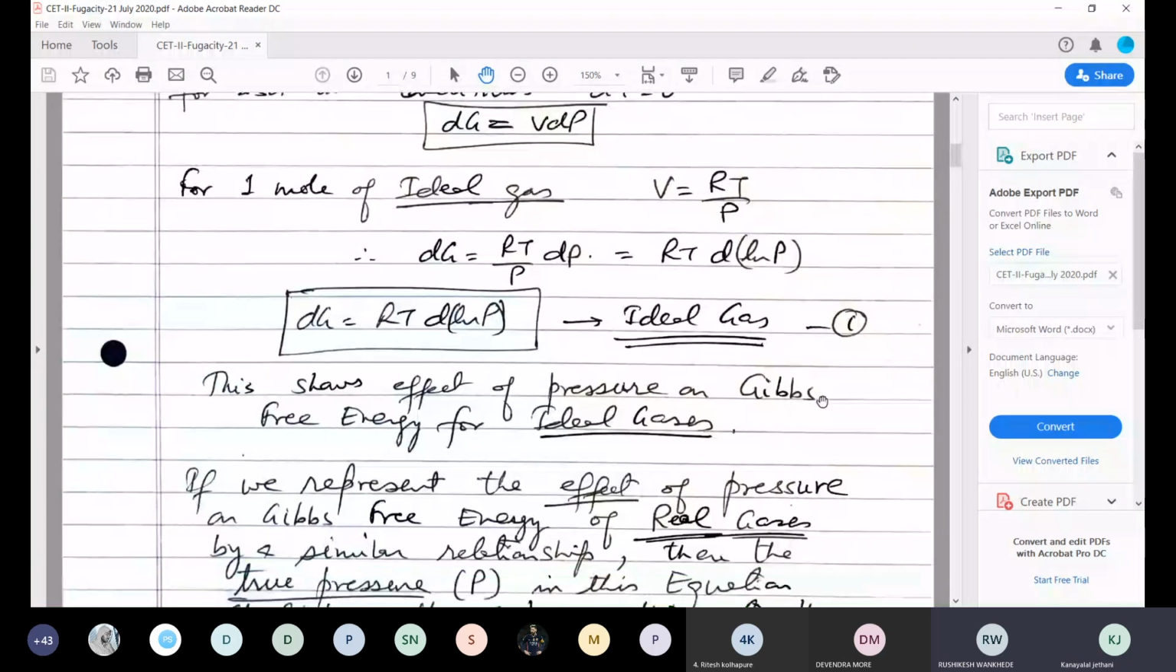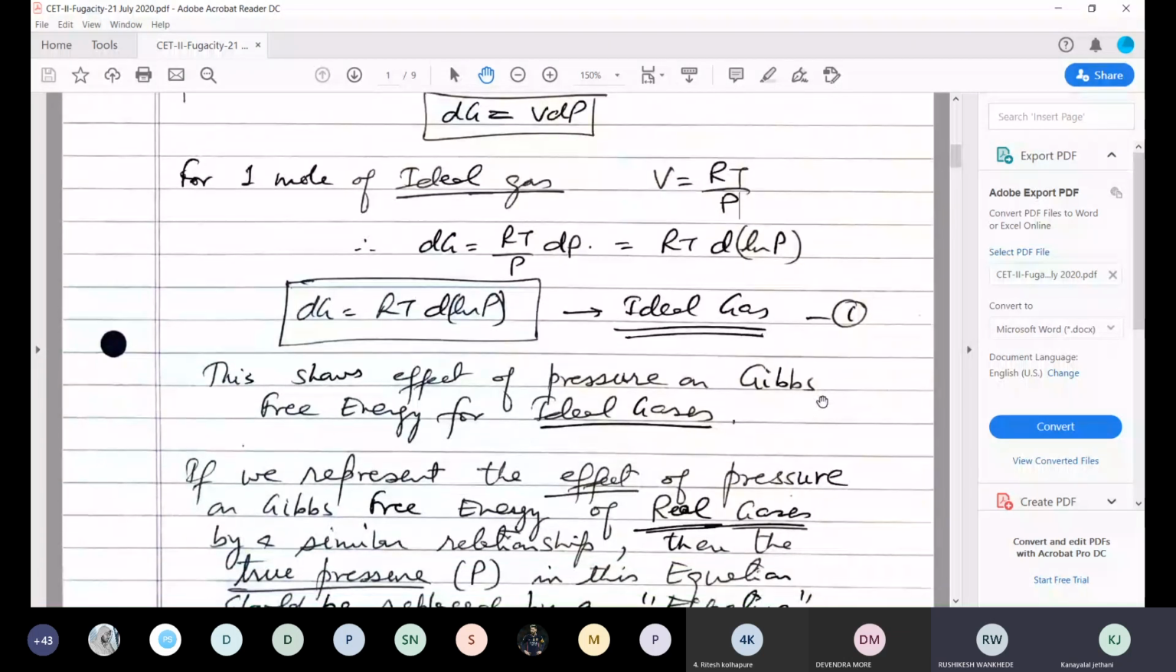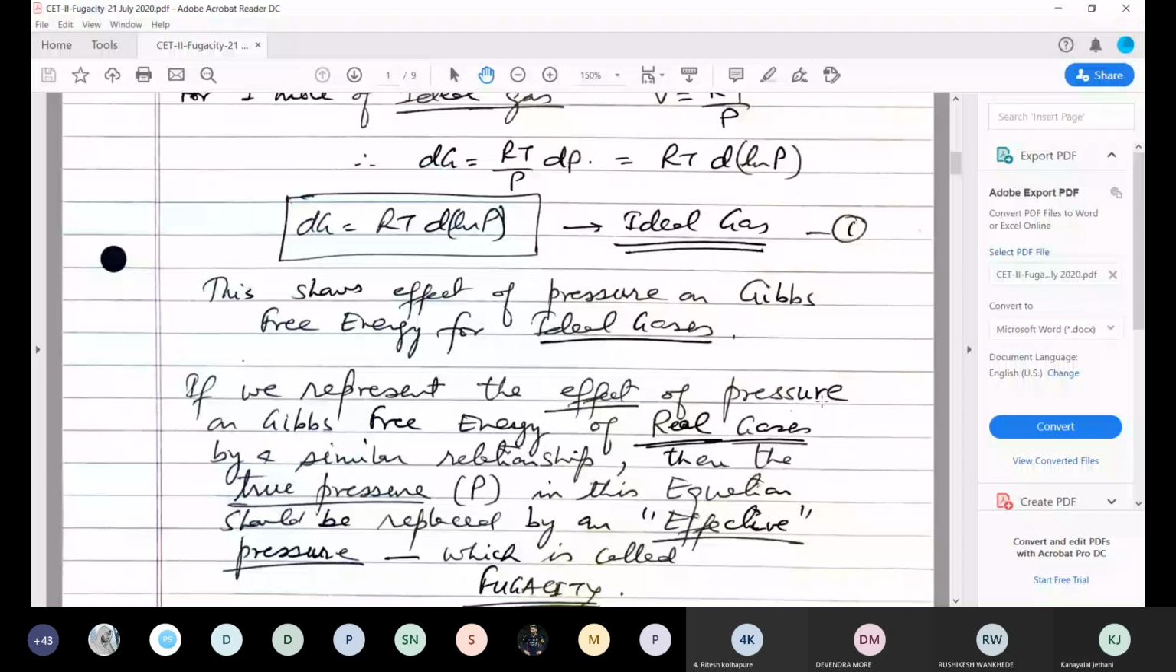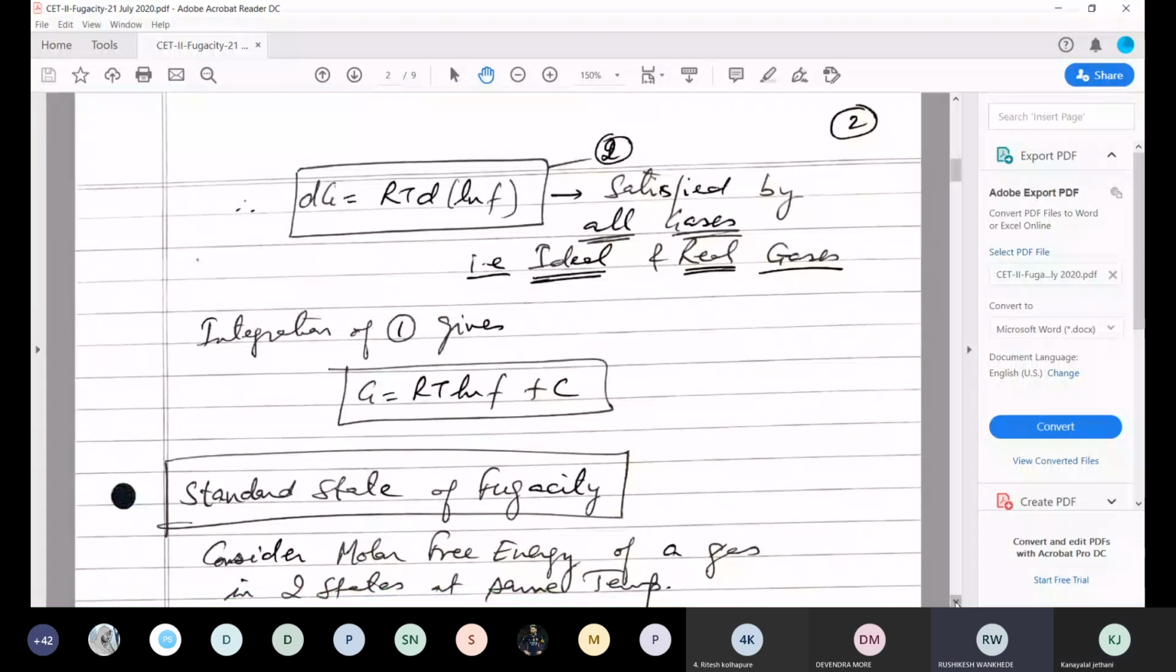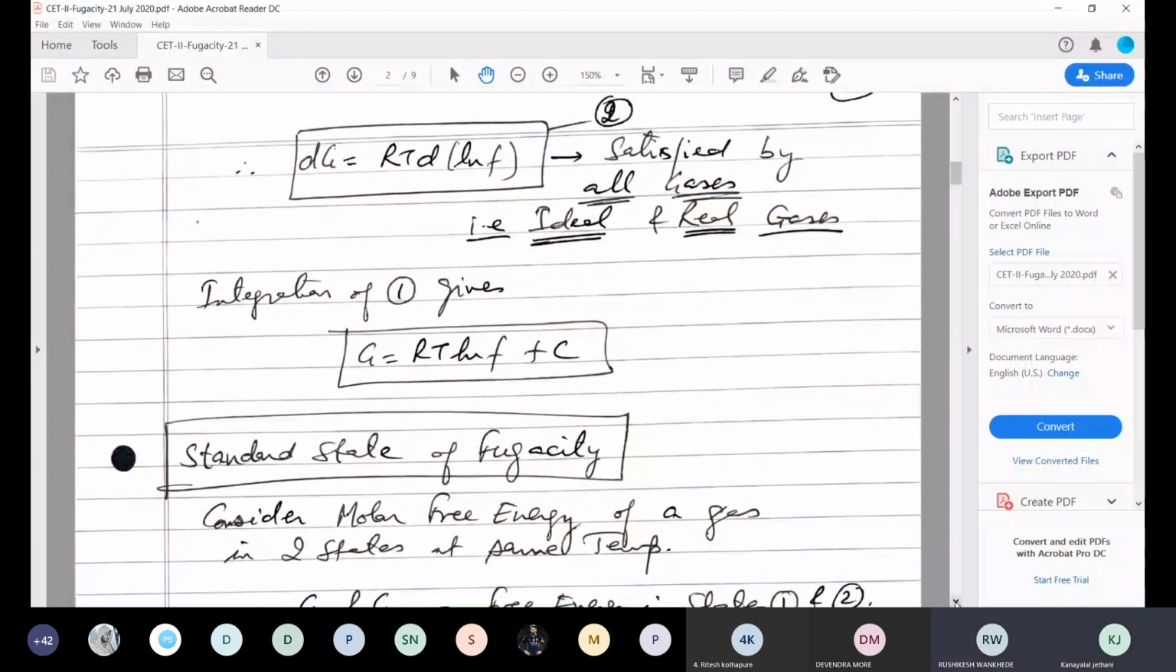Why are we defining this? Ideal gas के लिए pressure can be used as a means to calculate Gibbs free energy change. So similarly we define it for real gas, because for real gas pressure is not important. What is important is what we are defining as fugacity, the equivalent of pressure for ideal gas. समझ में आया?